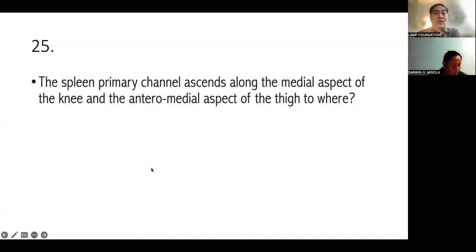Okay, the spleen primary channel ascends along the medial aspect of the knee and the anterior medial aspect of the thigh, going to where? The abdomen, lateral to the midline to the second intercostal space. Ang taas na yata. Doon muna tayo sa lower abdomen. Galing siya sa medial aspect ng knee, and then, kaya middle spleen 10 or spleen 9, may ma-feel siya parang may umaakyat papunta sa kanyang lower abdomen.